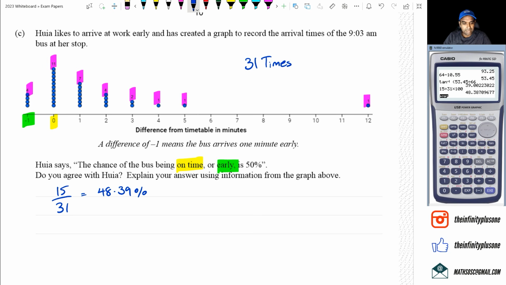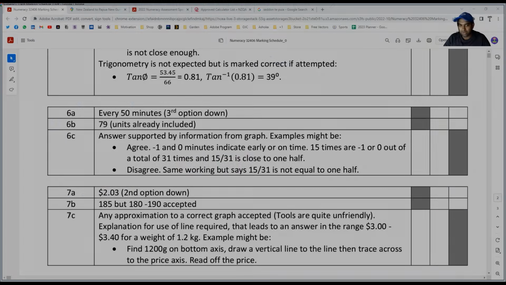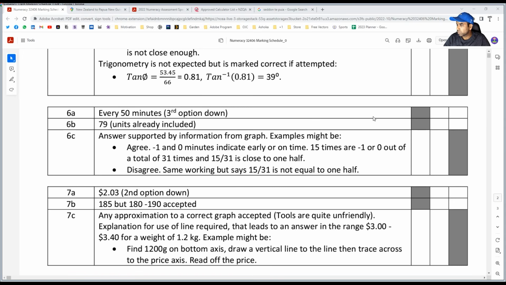So I'm going to show you guys the answer schedule as well. You pretty much do the same thing. Answer supported by the information from the graph. Examples might be that you agree or you disagree. And again, I've just worked it as a percentage, so it's actually kind of easier. You can agree because it's close to 1/2, or you can disagree because it is not actually equal to 1/2.